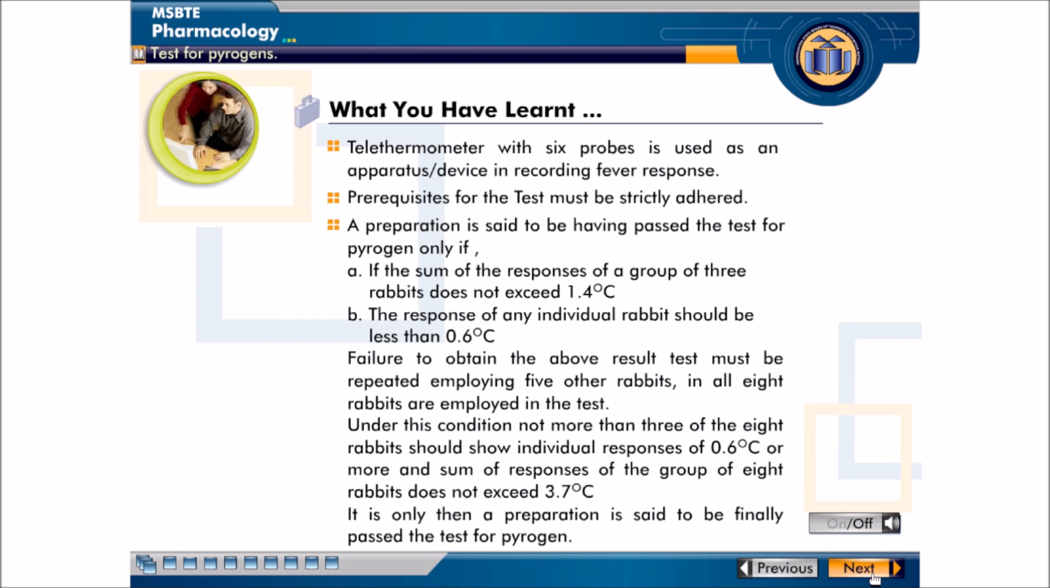In all, 8 rabbits are employed in the test. Under this condition, not more than 3 of the 8 rabbits should show individual responses of 0.6 degrees Celsius or more, and the sum of responses of the group of 8 rabbits does not exceed 3.7 degrees Celsius. It is only then that a preparation is said to have finally passed the test for pyrogen.